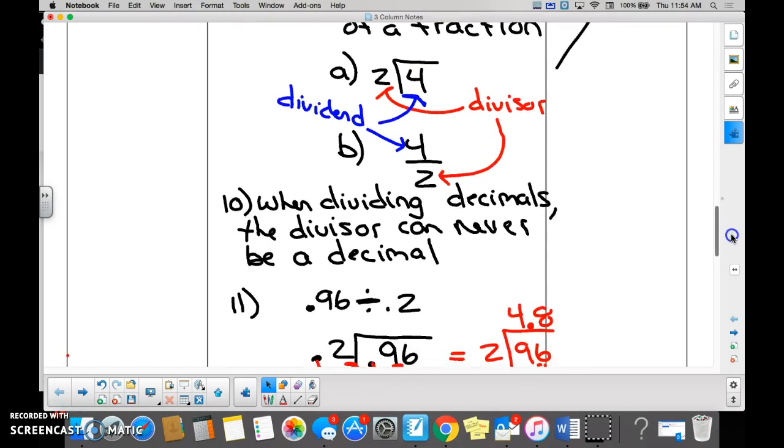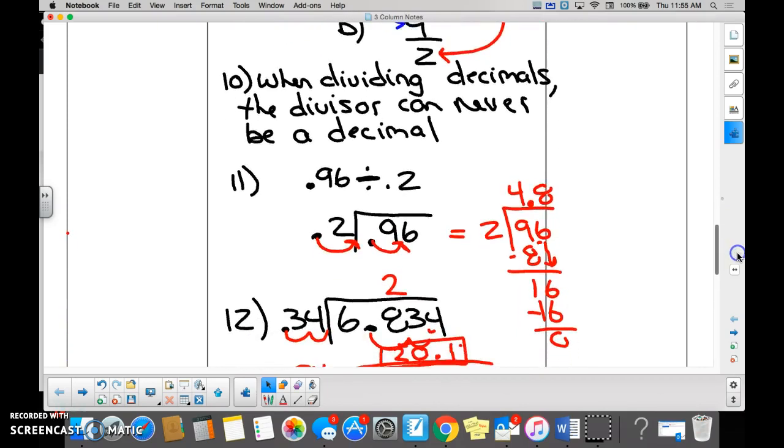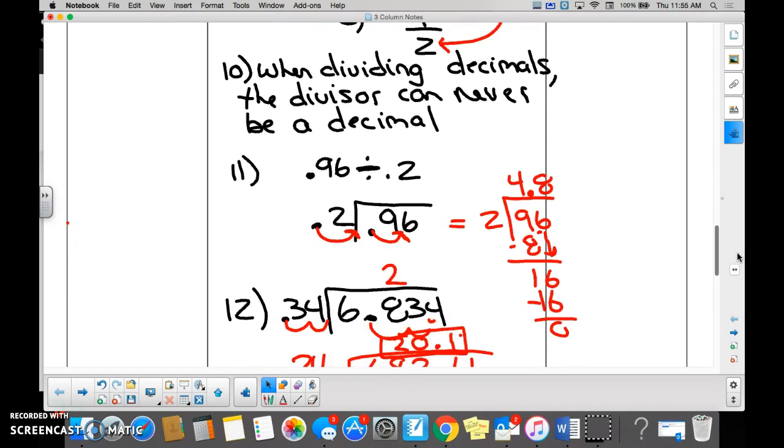Can the divisor ever be a decimal? No. So we showed you on number 11. You have 96 divided by 2/10. We moved the decimal point over one spot, which is just like multiplying by 10. And if we did it on the outside of the box, we need to do it on the inside of the box. And our new problem would be 9 6/10 divided by 2.